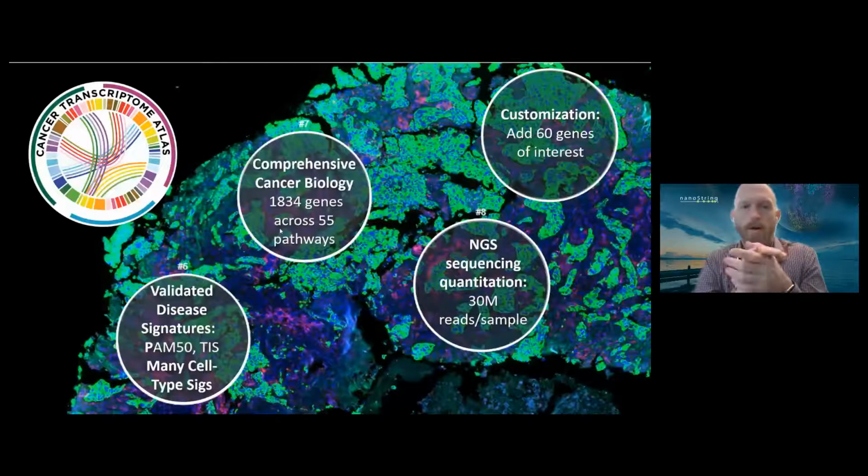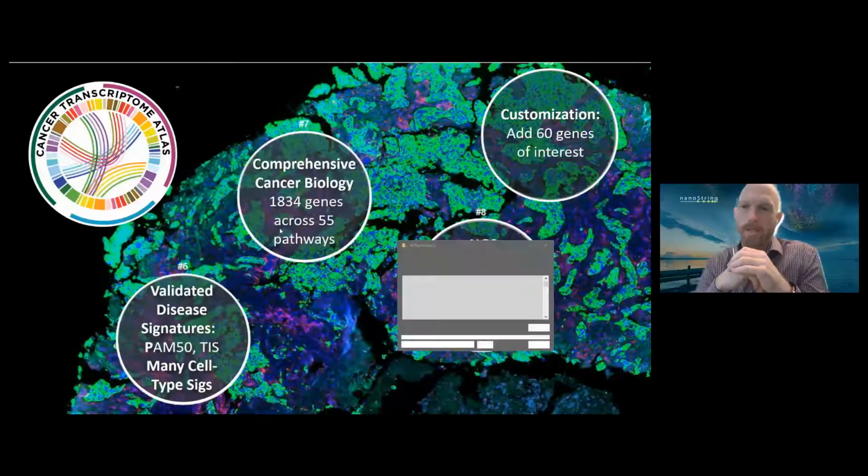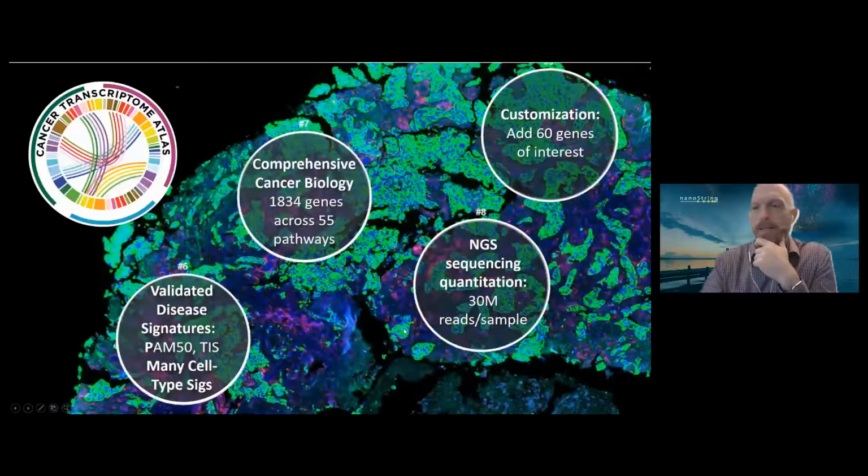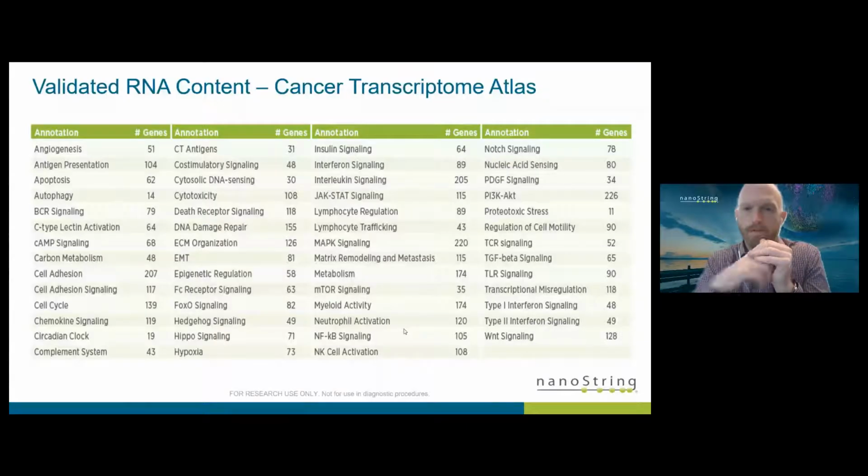We also have our high-plex RNA assays. We've started off with the Cancer Transcriptome Atlas. It has all of our gene sets that we've developed on our nCounter bulk gene expression platform. So it covers quite an array of different immune oncology focused gene sets. It is read out on an Illumina sequencer, and it allows you to customize and add up to 60 genes of interest. And this is just a sense of what's available.